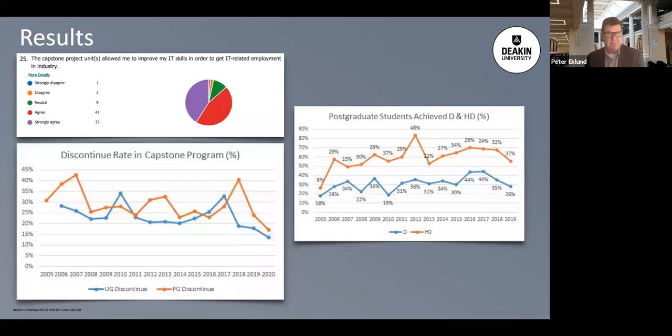Grade inflation is also improving. In the first teaching period of 2020 that has just concluded, less than 35% of students were awarded D or HD grades, compared to more than 50% in 2019 and 84% at the peak in 2012.